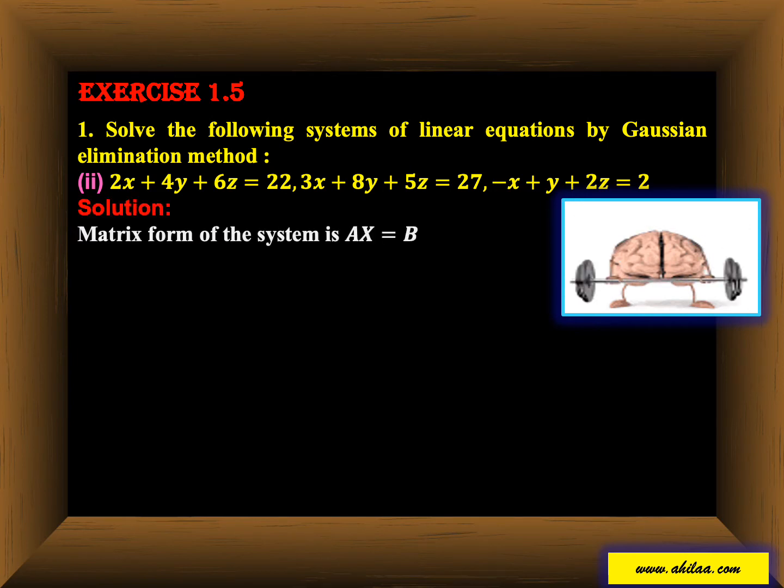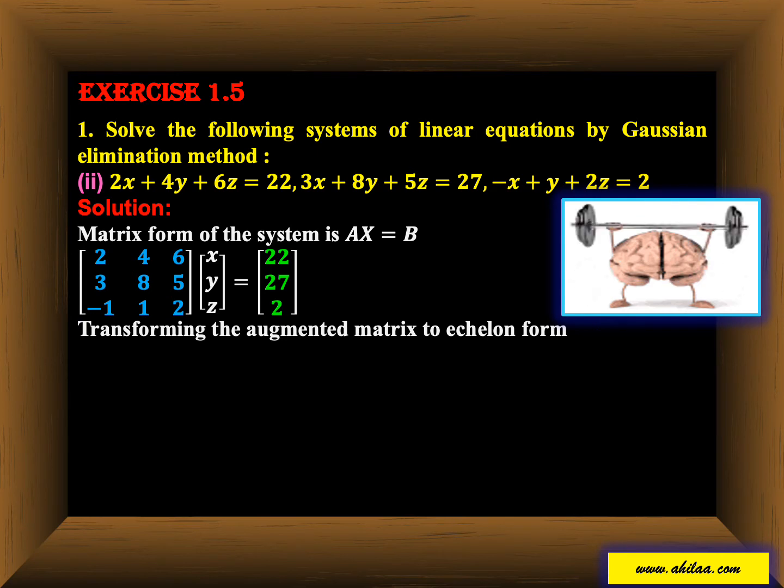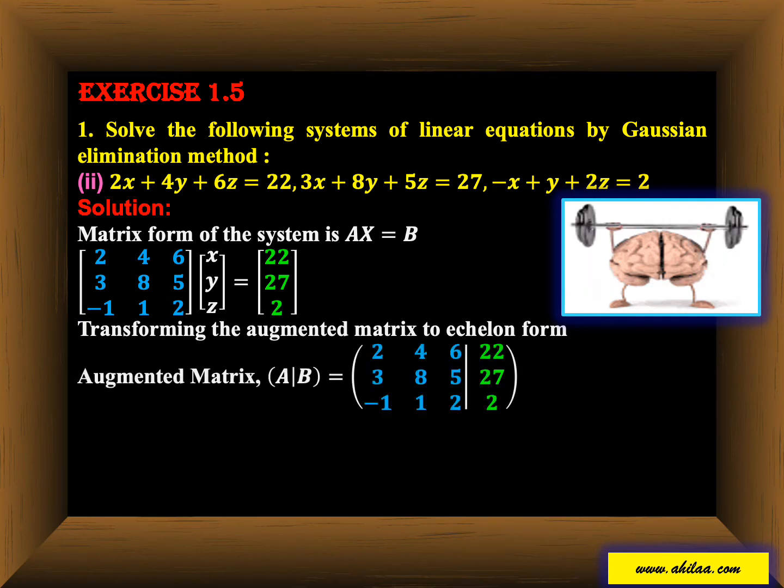Let us solve. The matrix form of the system is capital AX equal to B. Collect the coefficient matrix, variable matrix and the constant matrix. Transforming the augmented matrix to echelon form. The augmented matrix A bar B is first A the coefficient matrix, B the constant matrix. Next we need to make it as row echelon form.